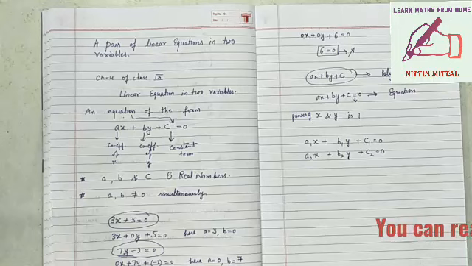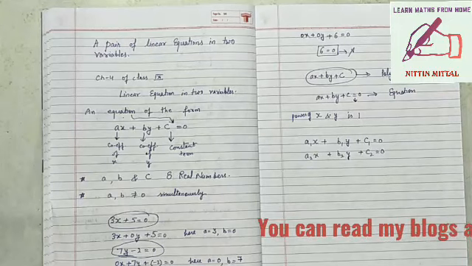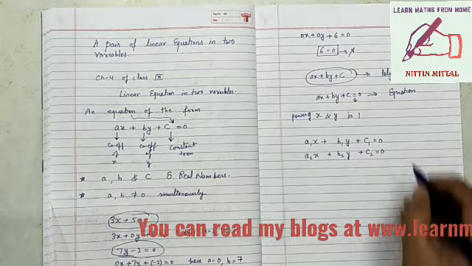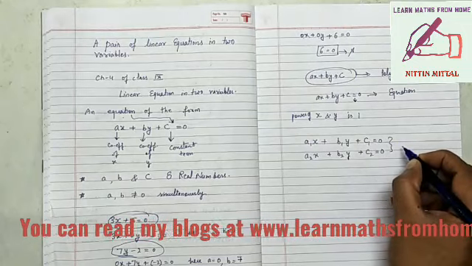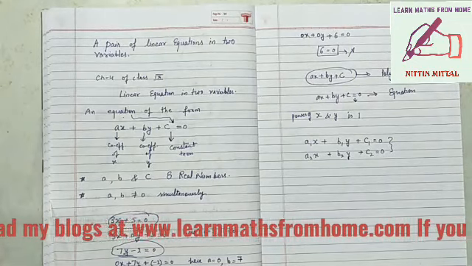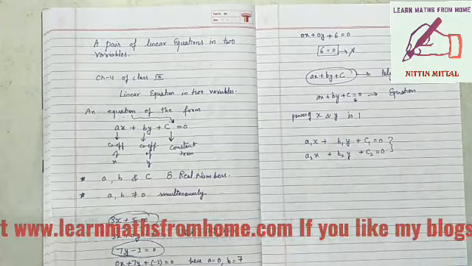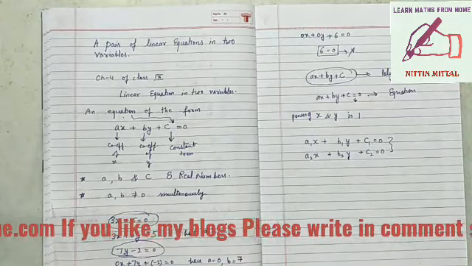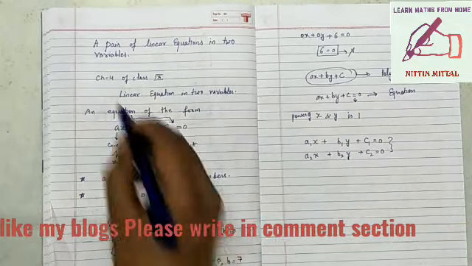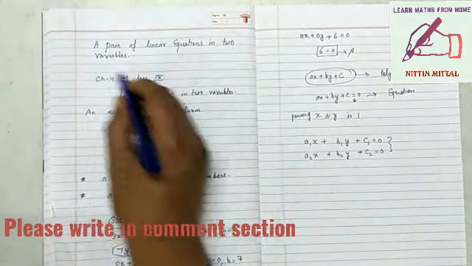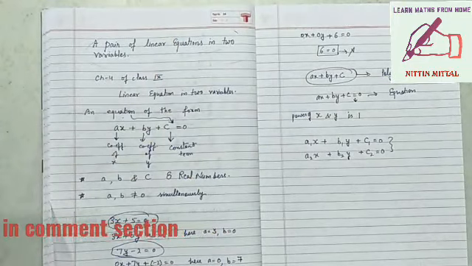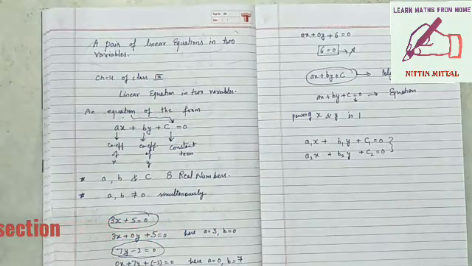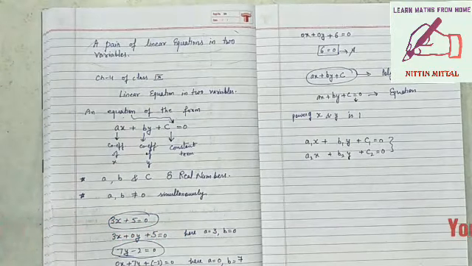Now if you see here, I am using a1, a2, b1, b2, c1, c2. It means these two equations are together, so they make a pair. These two equations make a pair. So as there are two equations, we call it a pair of linear equations in two variables. I hope you understand.